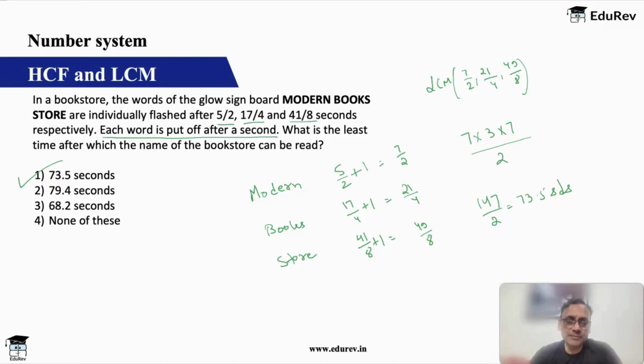So what is important here is this: each word remains on for a second, so that will get added. So you do not take 5 by 2, but you take 7 by 2. This 1 second you have to add, because then the time taken to flash is not 5 by 2 but 7 by 2, because 5 by 2 plus 1, because your timer will start only after this 1 second has also passed, right? So basically it will be 7 by 2. Okay, great.